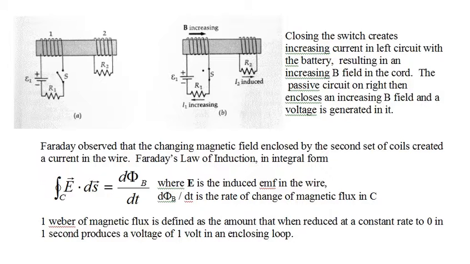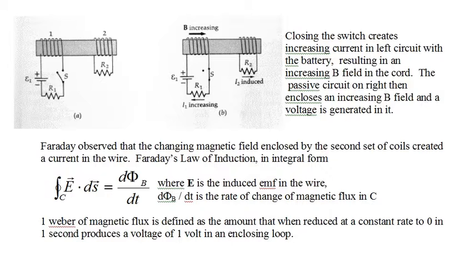So he conjectured that a changing magnetic field produces an electric field, and he formulated Faraday's law of induction, which states that, given a path C that encloses a changing magnetic field, the line integral of the dot product of the E field and the differential line element, that is, the induced voltage in the loop, equals the rate of change of magnetic flux in the enclosed field.